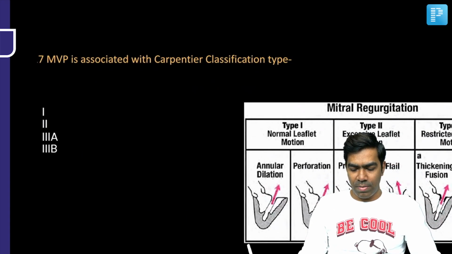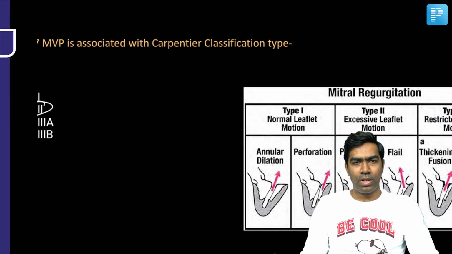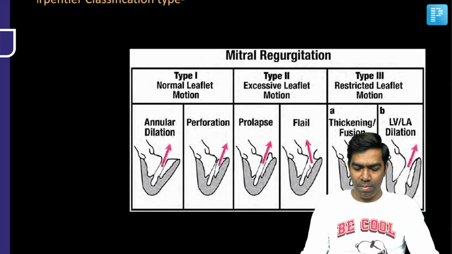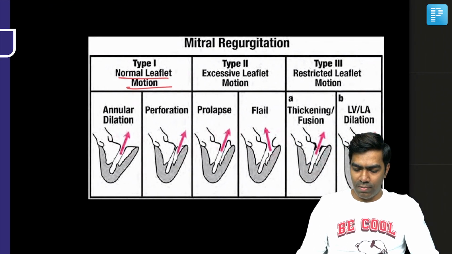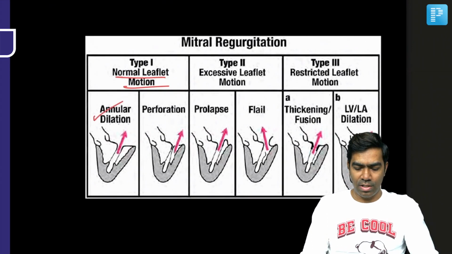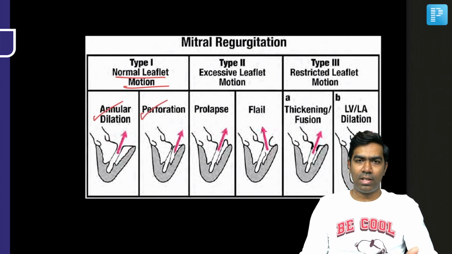MVP is associated with Carpentier classification type. This is something that we have discussed time and again in our heart failure section itself. The right answer for this question is option B. That is Carpentier classification type 2. So what are the different Carpentier types when it comes to MR? Type 1 is where you're going to have a normal leaflet motion, but the MR is going to be due to either annular dilatation that happens in the setting of severe heart failure and LV dilatation, or can be due to perforation that happens in conditions like infective endocarditis.